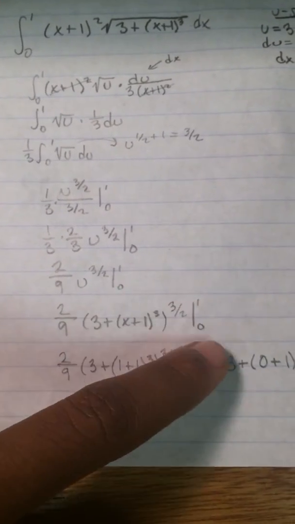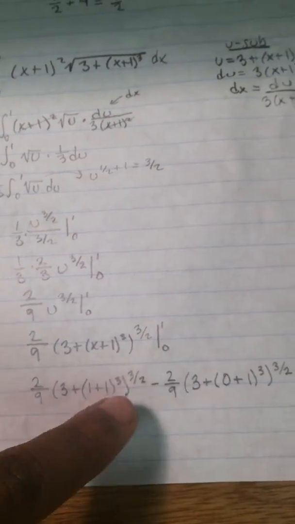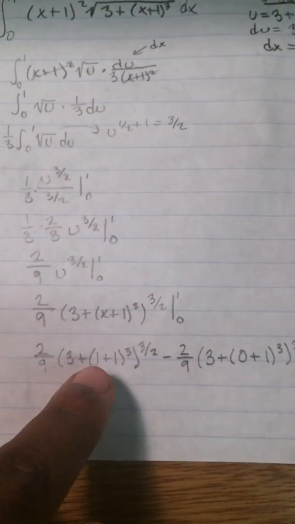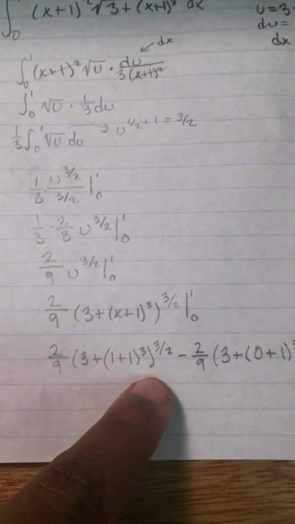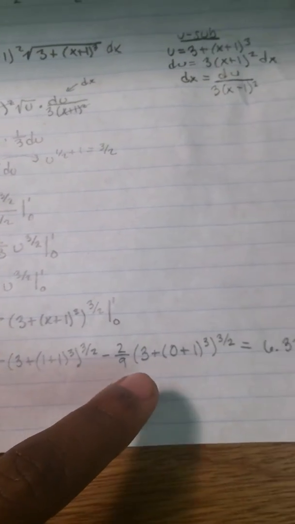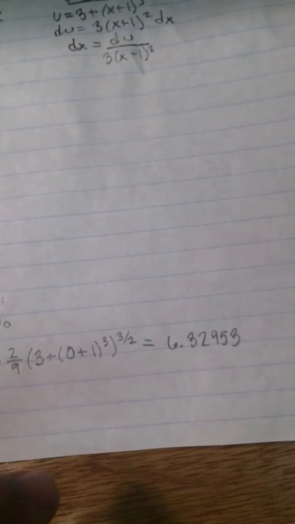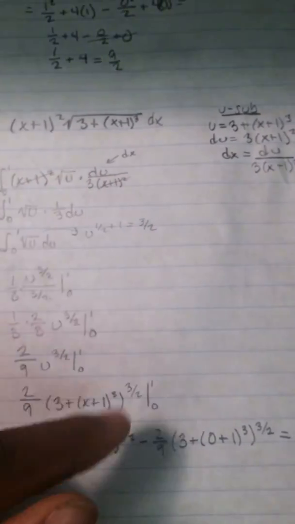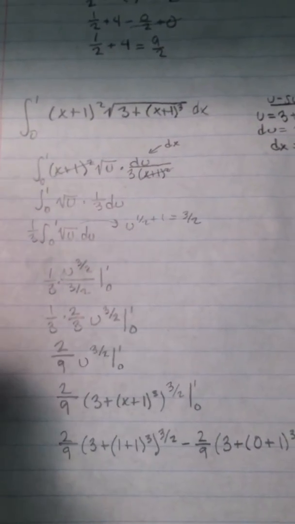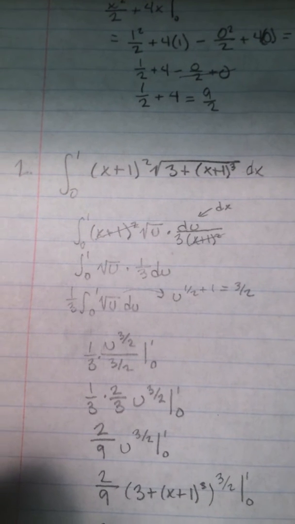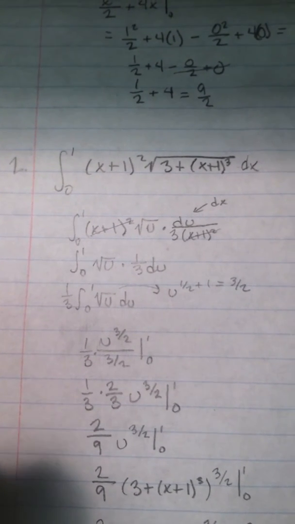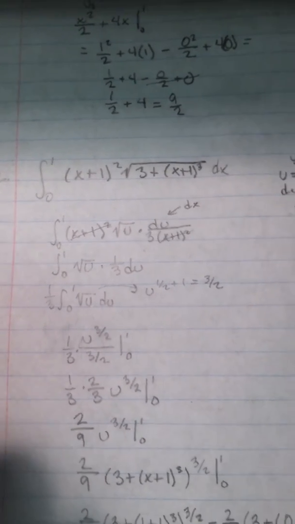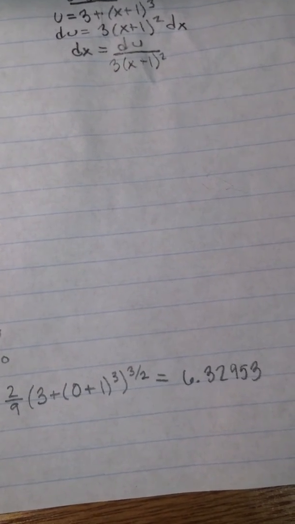So you're finally going to plug in the values and find what the definite integral is, so you plug in 1 for x and you plug in 0 for x. And basically when you simplify all of this and you get the right answer, it will be 6.32953. So the definite integral using u substitution and a lot of simplifying of 0 to 1 of (x plus 1) squared times the square root of 3 plus (x plus 1) cubed dx equals 6.32953.